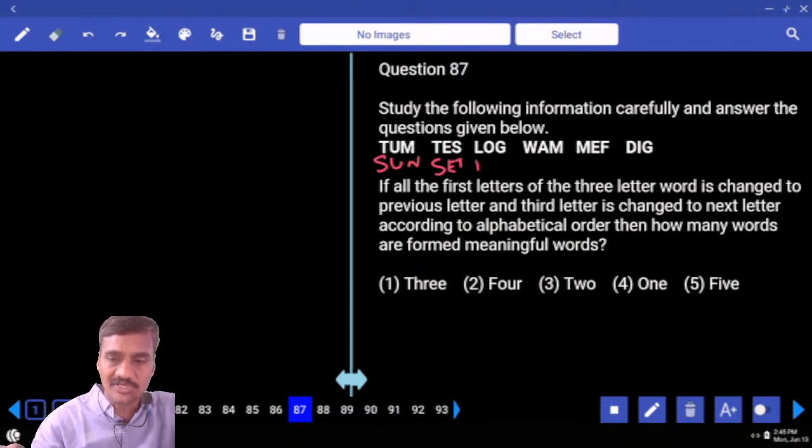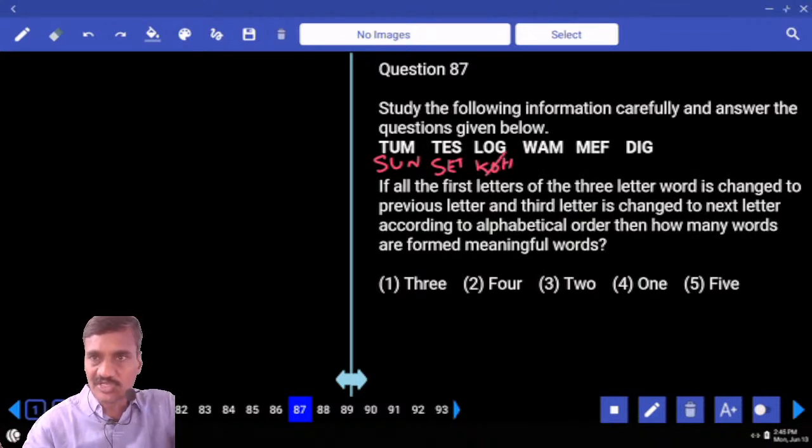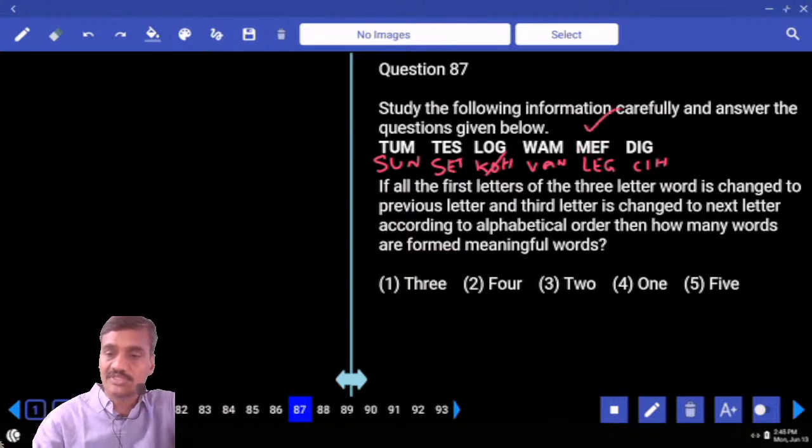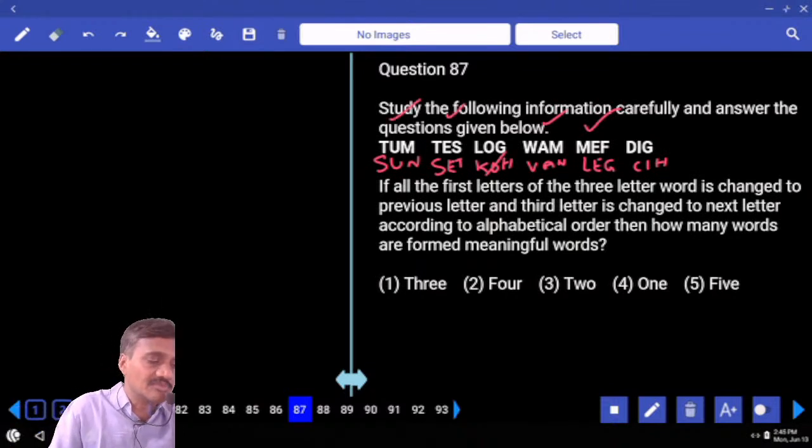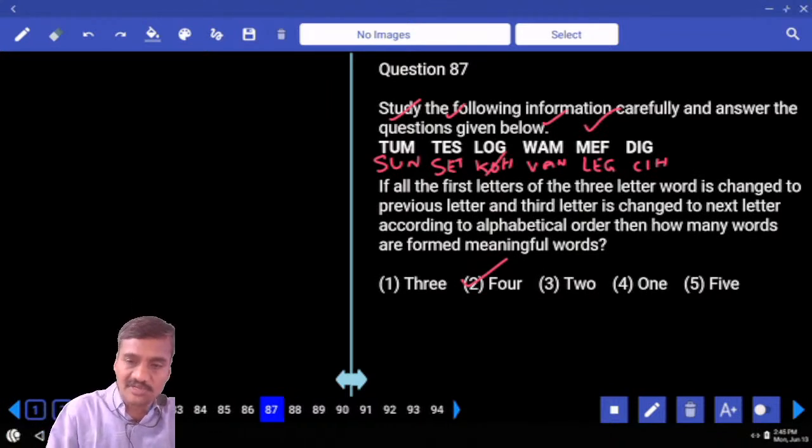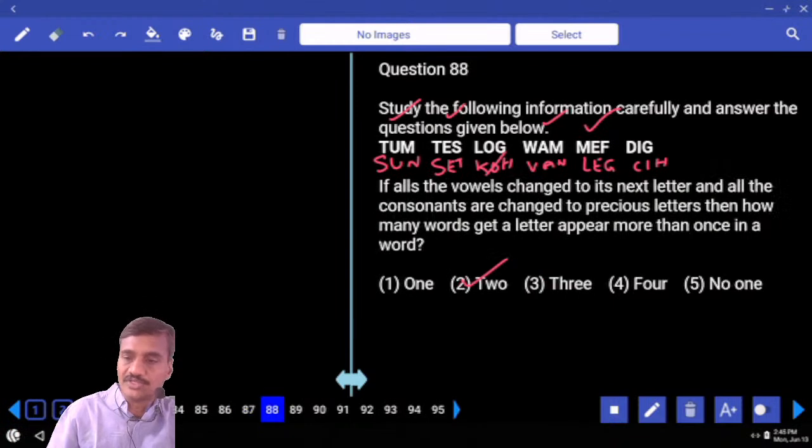And L, previous letter is K, O, and G plus 1 is H. W, previous letter is what? V. And VAN, van. And next one M, LEG, leg. And CIH. And so how many words can be formed here? 1, 2, 3, 4. So 4 words can be formed, that is choice 2. Sun, set, van, and leg are the 4 words that can be formed. 87, it is choice 2.